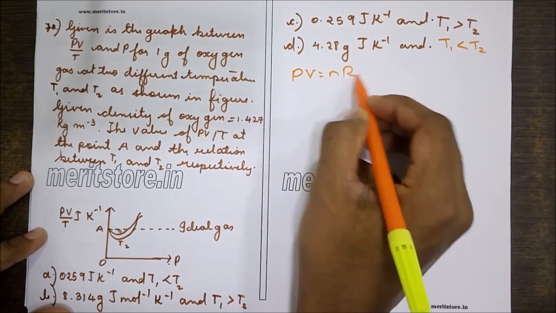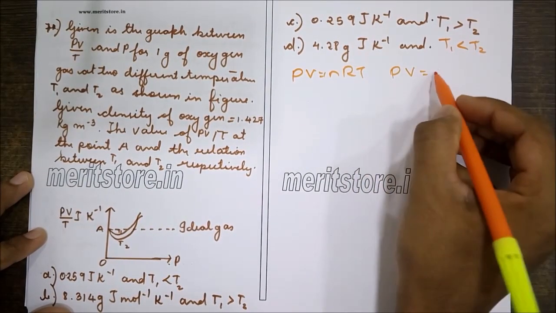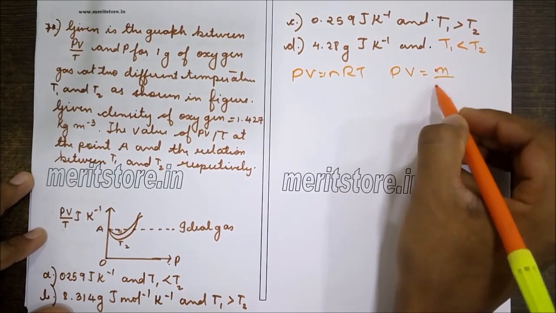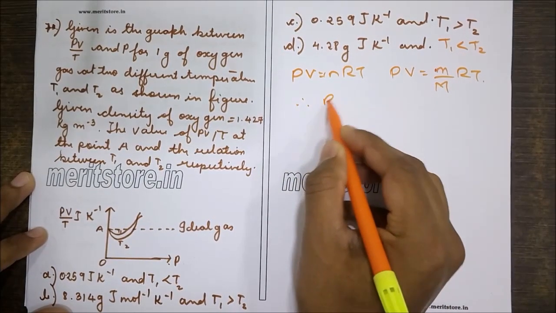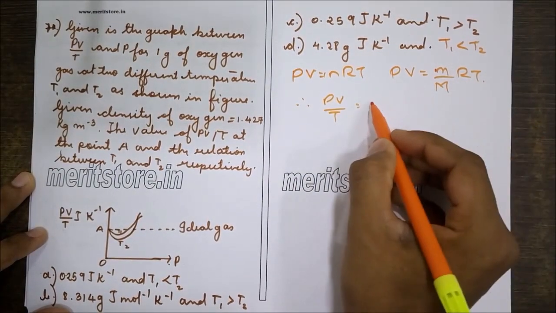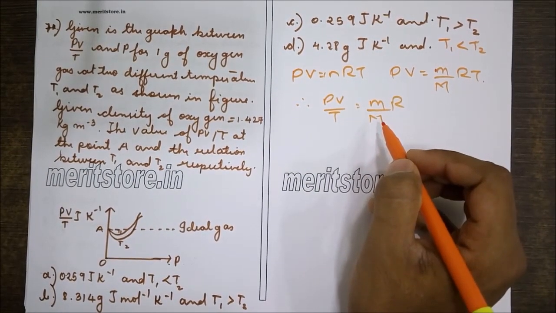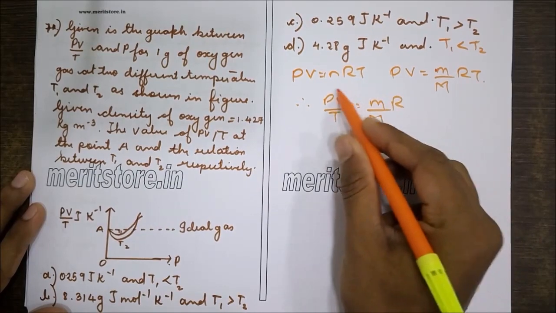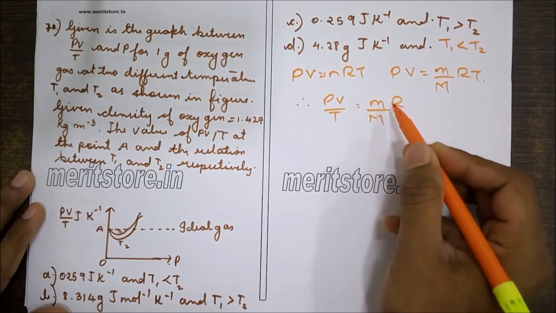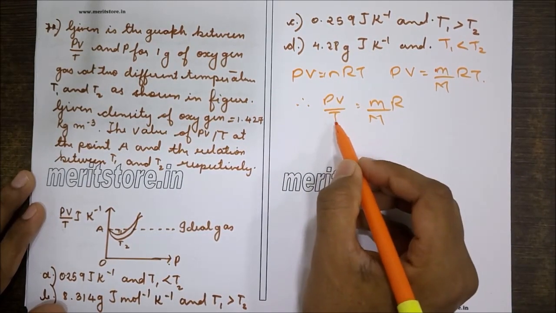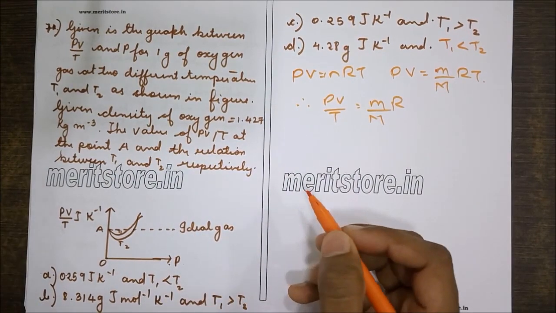PV is equal to nRT. Here the n, or the number of moles, can be rewritten so that PV is equal to mass of gas upon molecular weight times RT. So PV upon T, when we get T on this side, is equal to M upon R. So for a given mass of gas, the relation of PV by T is constant because the mass, molecular weight and universal gas constant are all constants. So therefore PV by T for all values of pressure is constant. Hence we get this ideal gas line as a straight line.